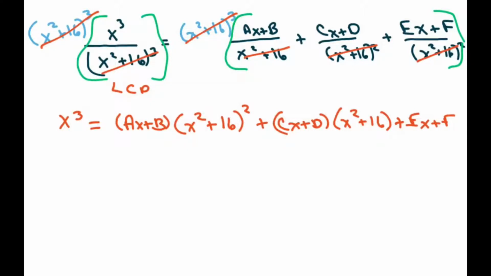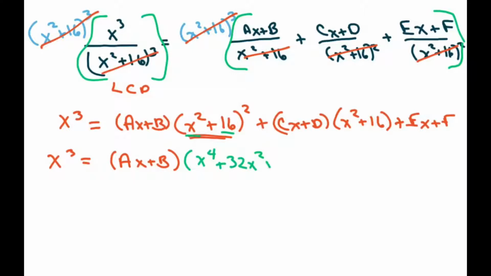Now, I'm going to go ahead and expand that. So we get x cubed equals ax plus b, and you can use your a plus b squared formula. Just do this mentally, and you get x to the fourth, and then 2 times those two, that's going to be plus 32x squared, and then plus 16 squared is 256.